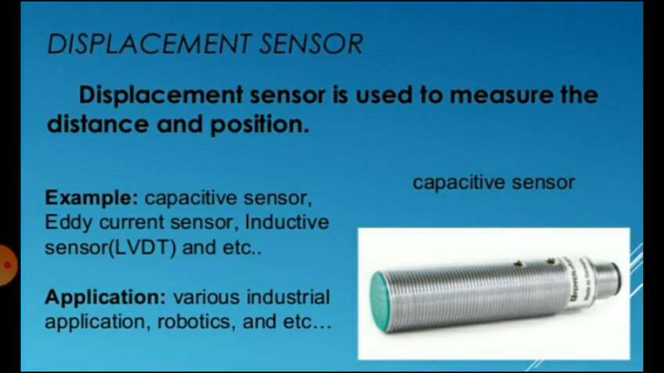Then displacement sensor. A displacement sensor is used to measure distance and position. Examples are capacitive sensor, eddy current sensor, inductive sensor, that is LVDT, etc. And the applications are various industrial applications, robotics, etc.